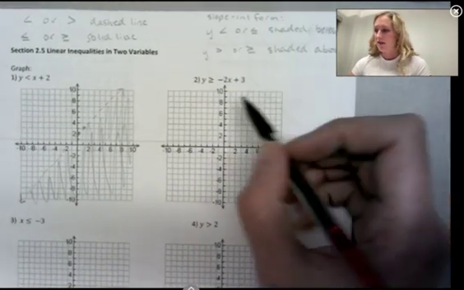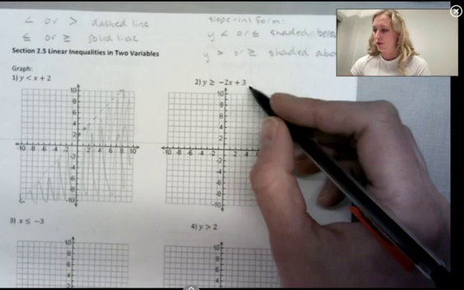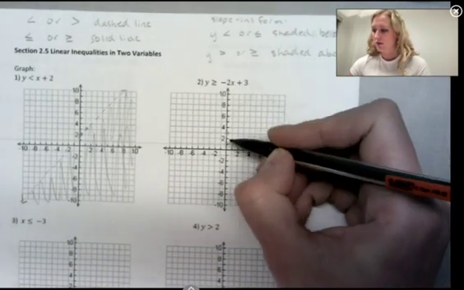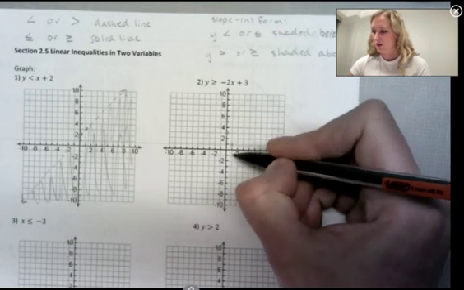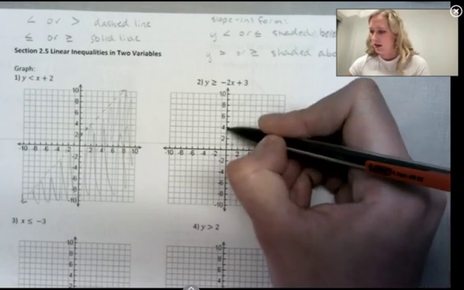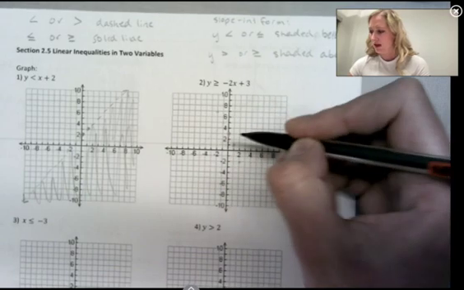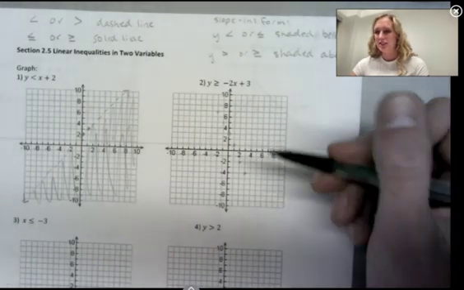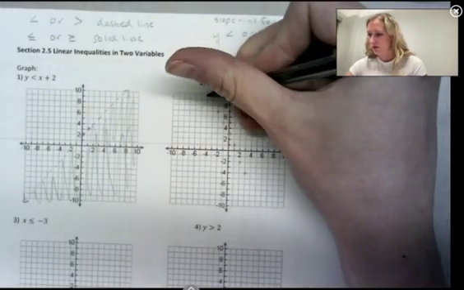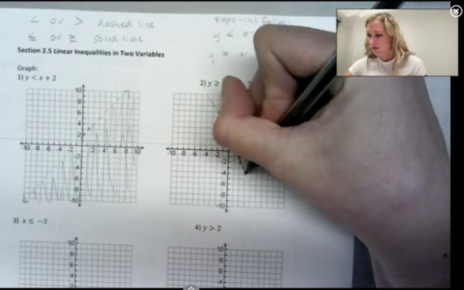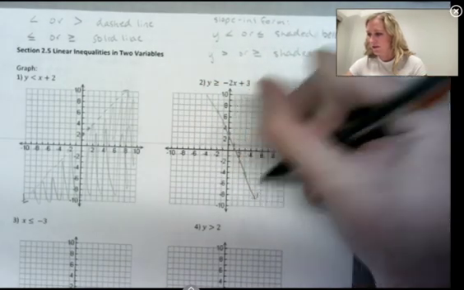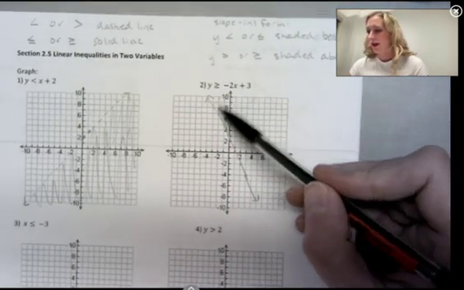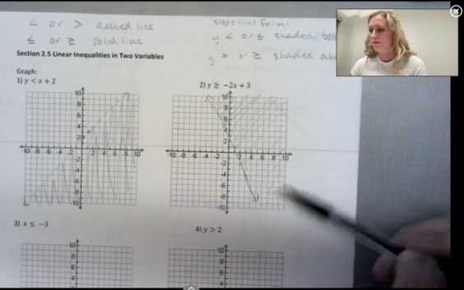Okay, so this time we have, again, slope-intercept form. So my y-intercept is 3. So I'm going to go up to positive 3. And my slope is negative 2, so negative 2 over 1. So I'm going down 2 and over 1. And again, you can get a couple points in here to keep your line accurate if you want. Okay, this time it's going to be a solid line because it has the or equal to. So connect with a solid line. And then we are going to shade above this time because it is greater than or equal to this line.